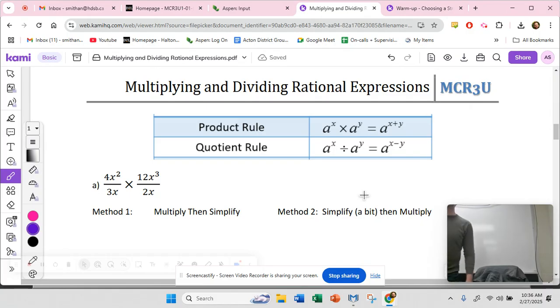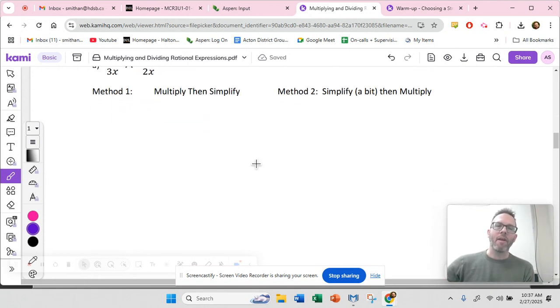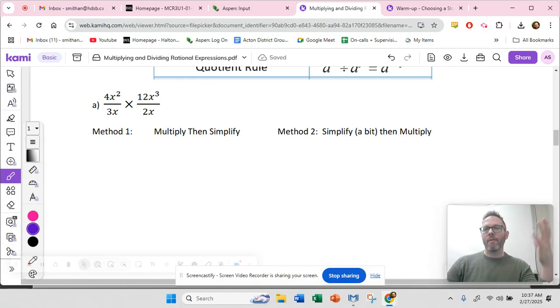All right, so we are going to do our first example. We're going to multiply some rational expressions together, making use of our exponent rules from earlier grades. I'm going to show you 2 methods we can use to simplify this expression, to multiply these 2 rational expressions together. So here we go. The first method is to just go at it like you would multiplying 2 fractions. Just multiply the tops and multiply the bottoms.